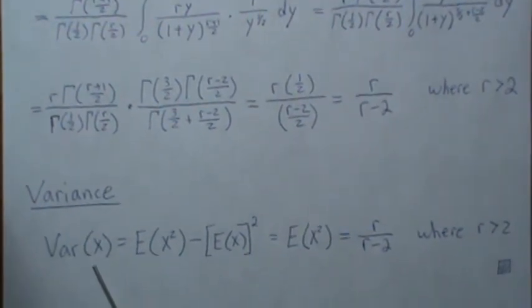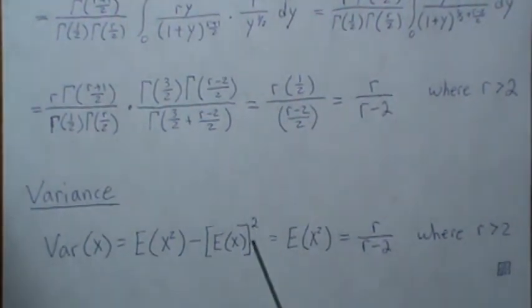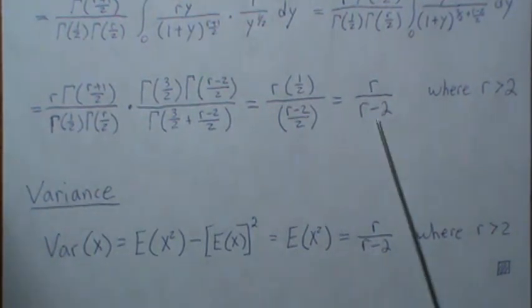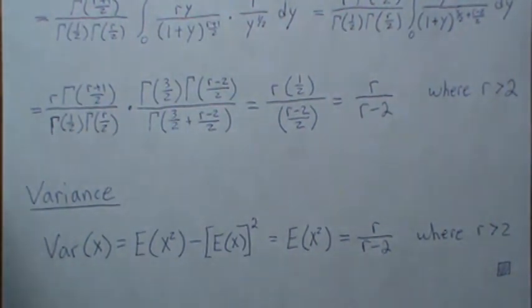Then the variance is the expected value of x squared minus the mean squared, but the mean was 0, so it's just the expected value of x squared, which we determined was r divided by r minus 2, and this is valid for r greater than 2.